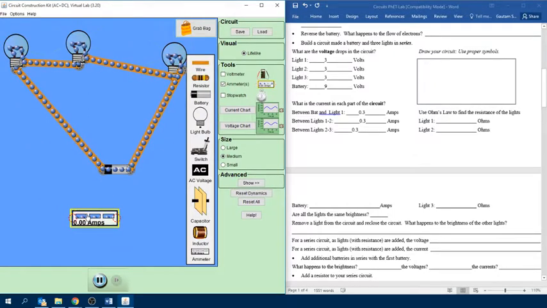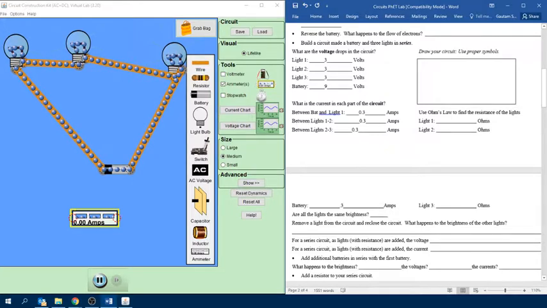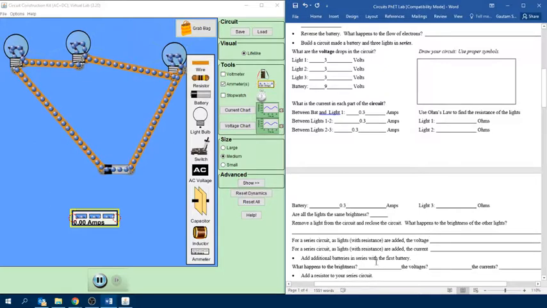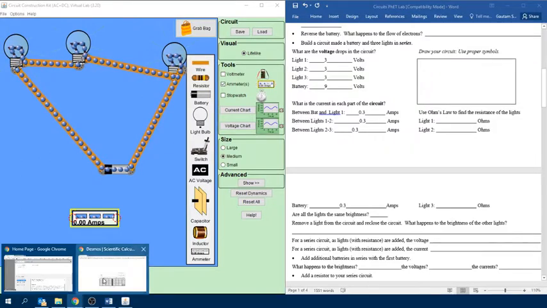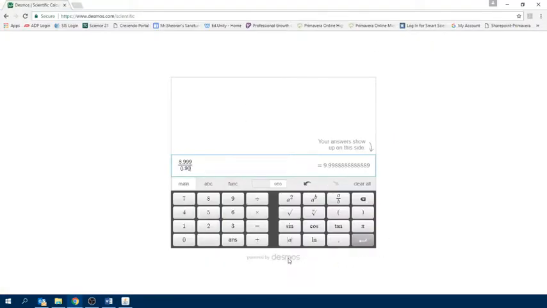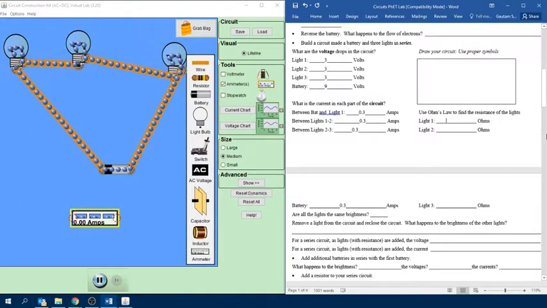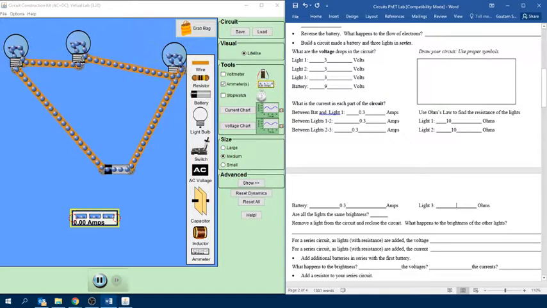All right, so we've got another 0.3, sorry. Okay, so how do we calculate this out? All right, so we're going to do our first one. So we've got 3 volts. So we can see our resistance for light one, and let me clear this real quick. So 3 divided by 0.3, 10. Same for the others, it's going to be 10. So light 3, same thing, 10.